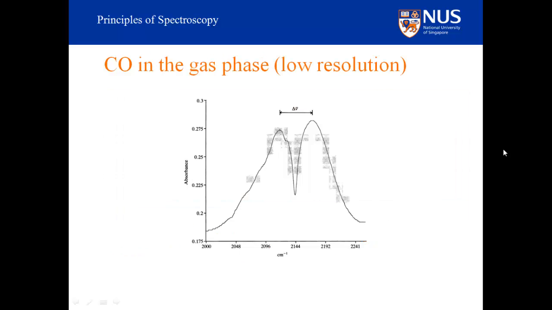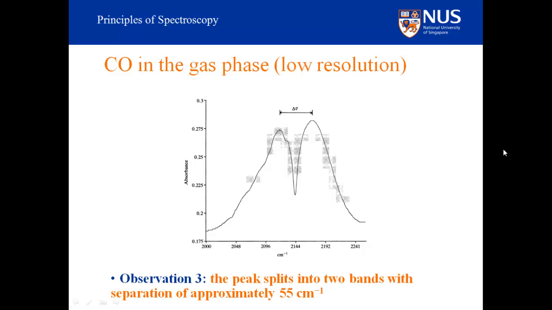If we look at carbon monoxide in the gas phase, but with a low resolution instrument which averages over a wide band of frequencies, then this might be the kind of spectrum we would see. Here, the spectrum appears to be centered at a slightly lower frequency than 2170 wave numbers. But rather than a single band with one wavelength, we've got two bands appearing with a minimum in the center. The distance between the peaks of these two bands is about 55 wave numbers. So in the gas phase, our peak is being split into two bands with a separation that is approximately 55 wave numbers.